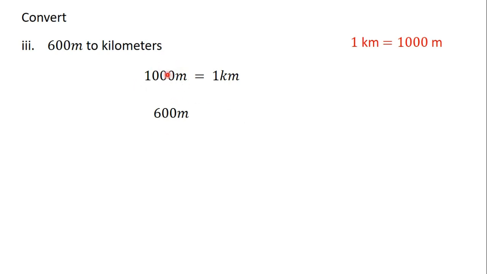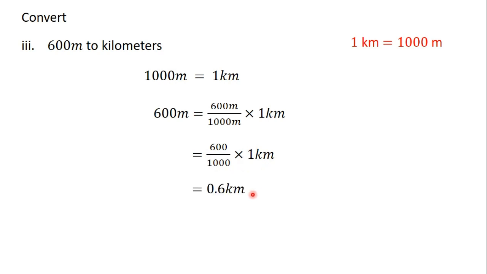So you form a fraction with these two and more will divide. That is 1000 meters will be the denominator, 600 meters will be the numerator. Then you multiply it by 1 kilometer. So you have 600 meters divided by 1000 meters times 1 kilometer. Meters and meters will cancel out, so you have 600 divided by 1000 times 1 kilometer, and this will give us 0.6 kilometers. So 600 meters is equal to 0.6 kilometers.